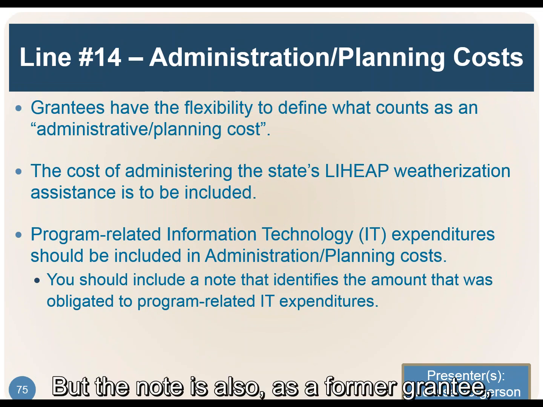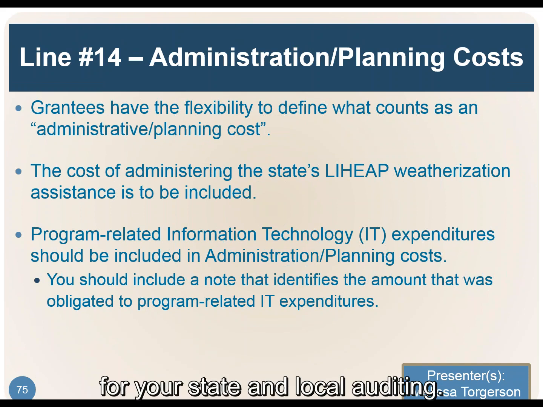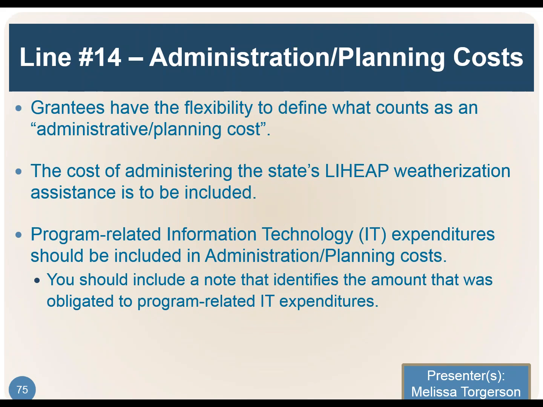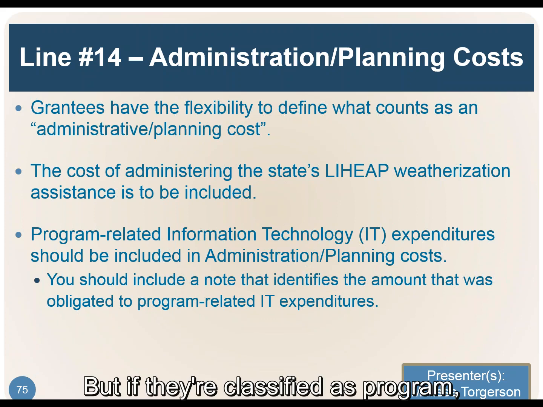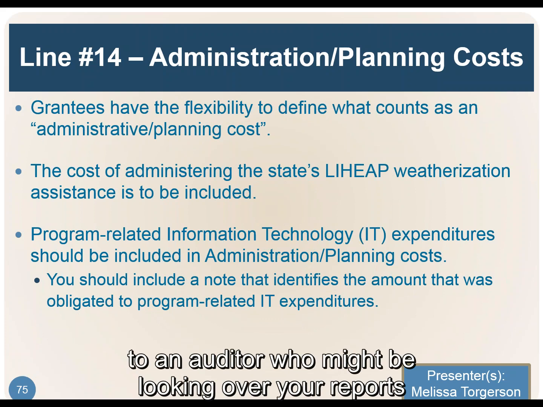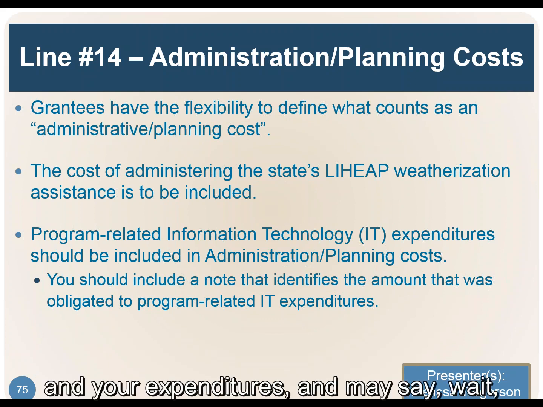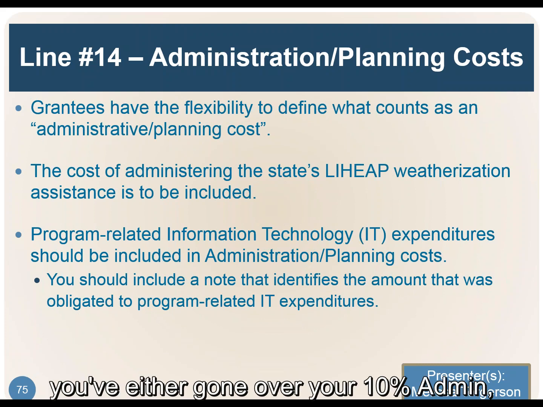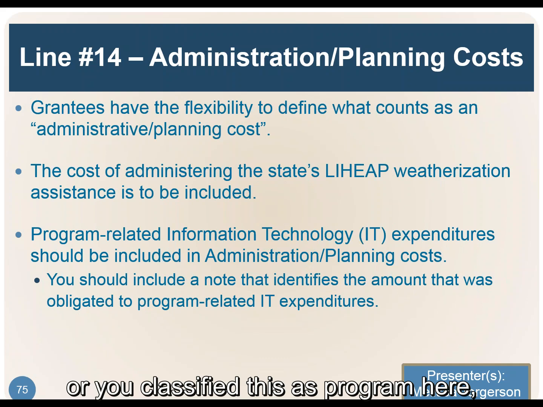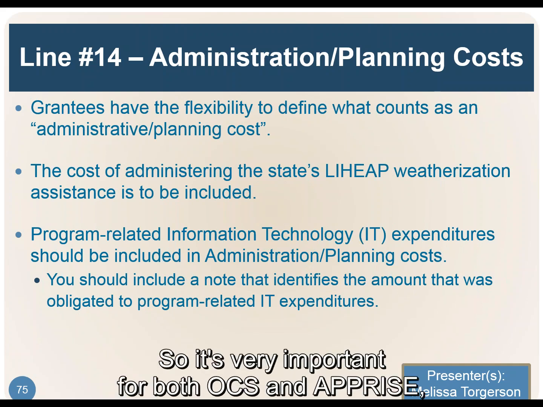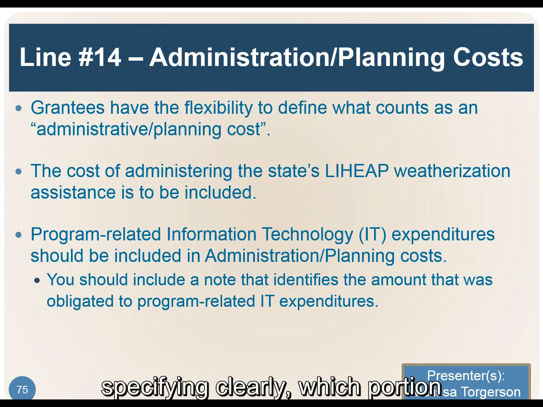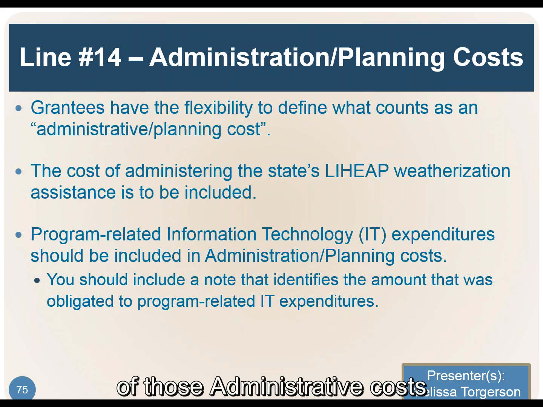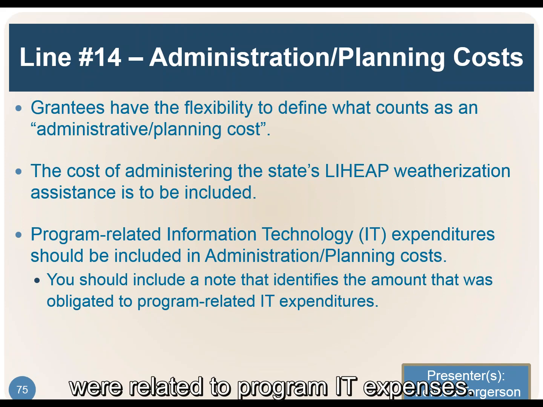But the note is also, as a former grantee, very important for your state and local auditing. There really isn't another line to put these expenses in, but if they're classified as program, you're going to want to make that as clear as possible to an auditor who might be looking over your reports and your expenditures and may say, wait, you've either gone over your 10% admin or you classify this as program here, but in this federal report, you're calling it admin. So it's very important for both OCS, enterprise, as well as your own internal record keeping, that you are specifying clearly which portion of those administrative costs were related to program IT expenses.